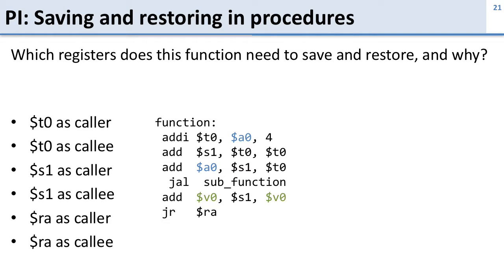Now let's take a look at saving and restoring registers in procedures. So here's a function. This function is called by something else, and this function itself calls a subfunction. And the question is, which of these registers need to be saved and restored, and why? Is it because this is the callee or the caller?